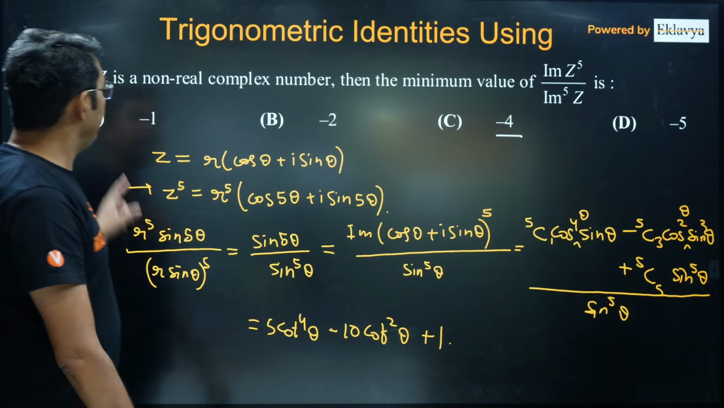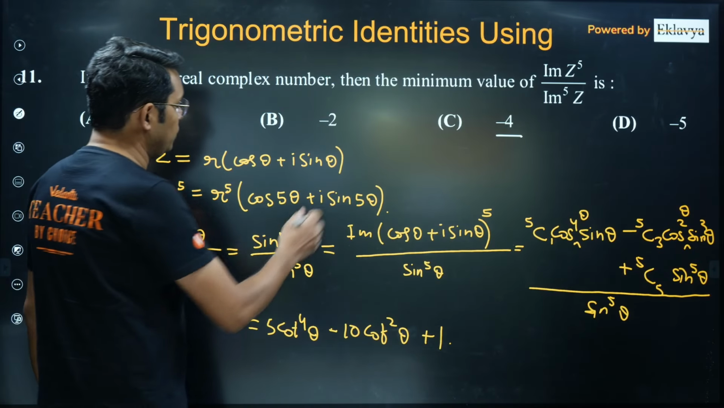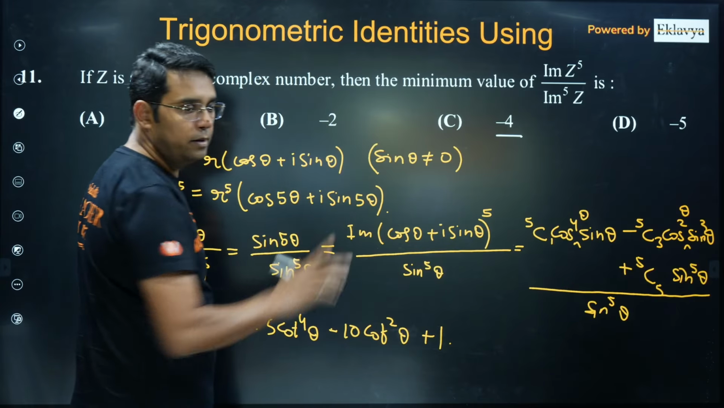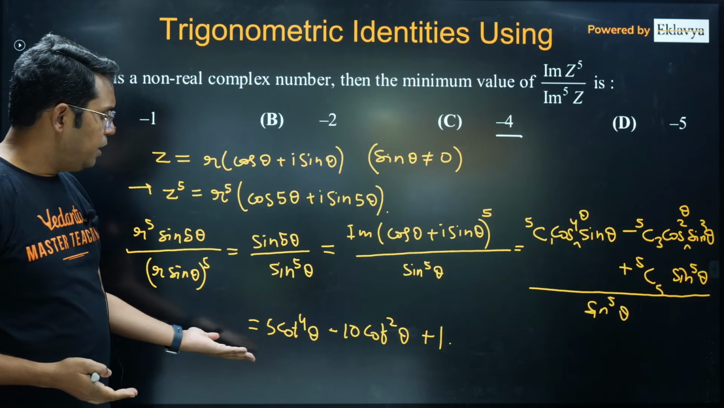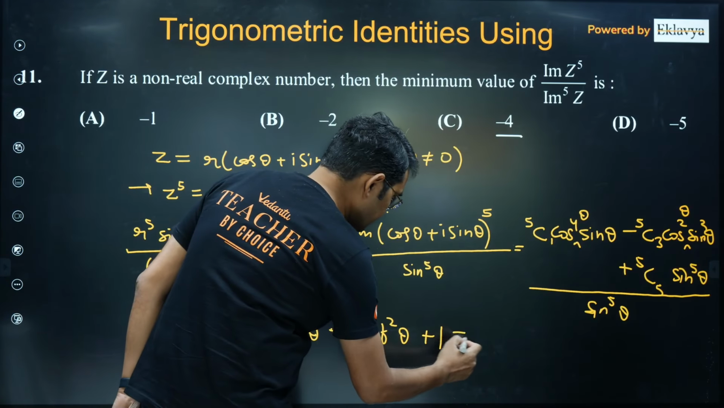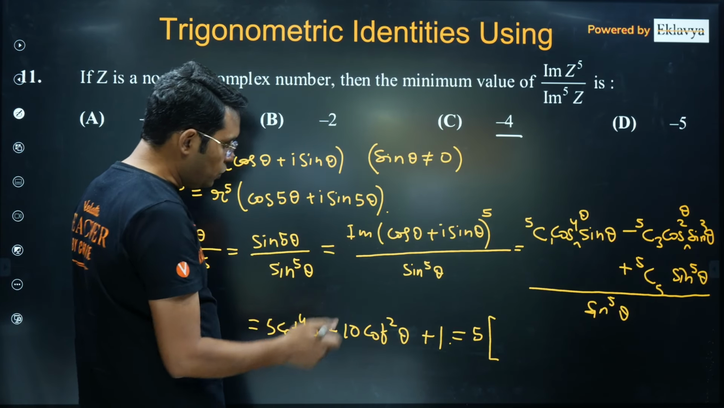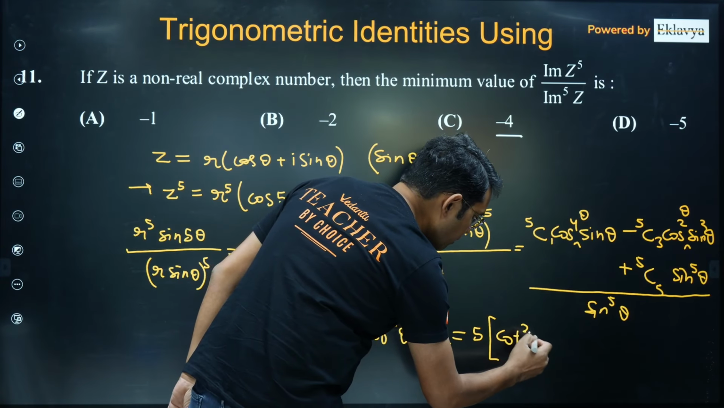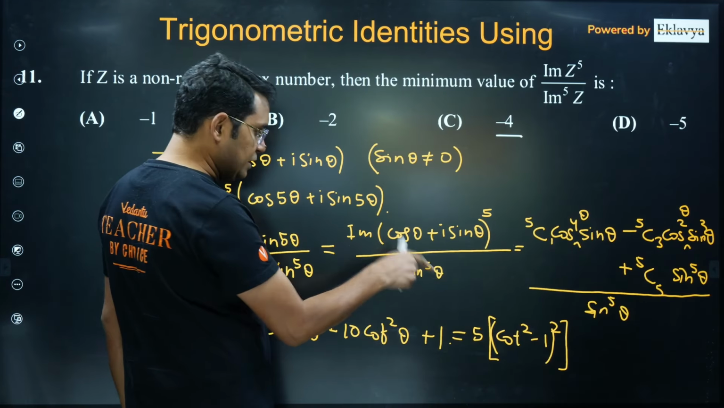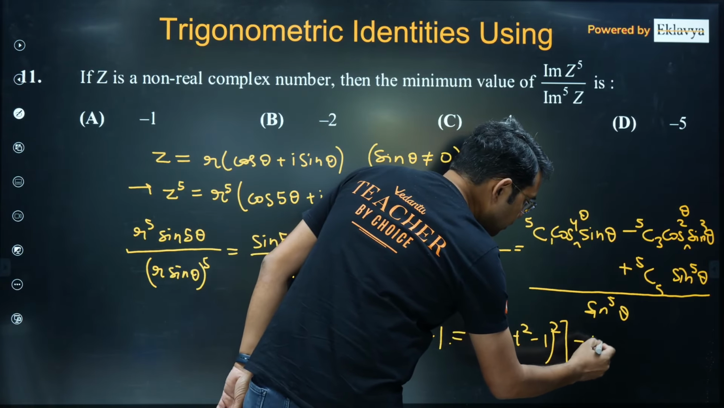That's it. They have said non-real complex number, that means sin theta cannot be 0. If it is non-real, sin theta cannot be equal to 0. That is what they are saying. Okay, now this is just a simple quadratic question, isn't it? You can write this as 5 common. So cot power 4 minus 2 cot square, so it will be cot square minus 1 whole square, you can write. And it will be plus 5, so you have to subtract 5, so overall it will be minus 4.